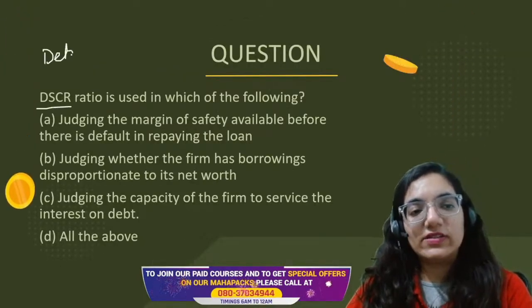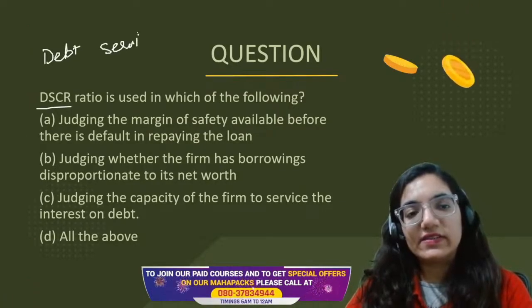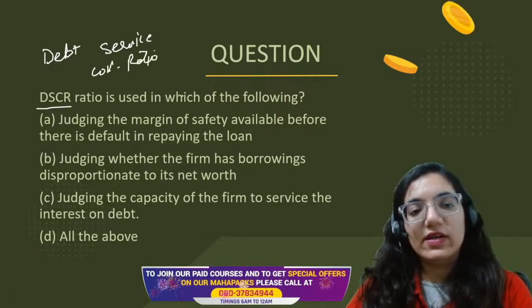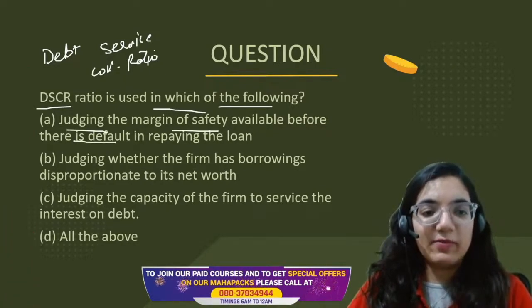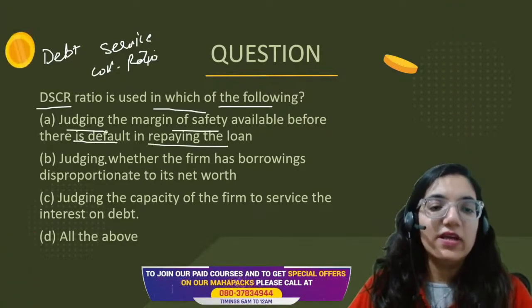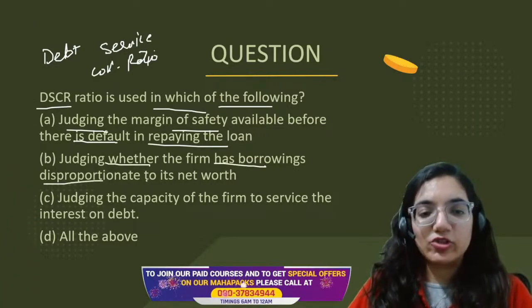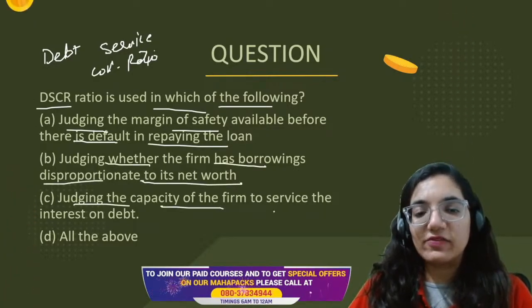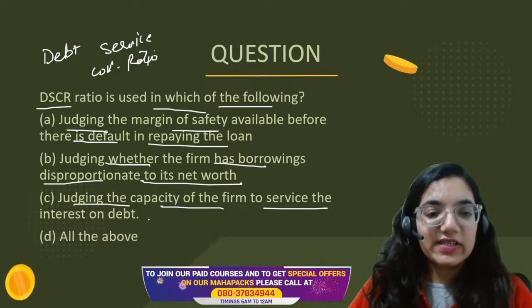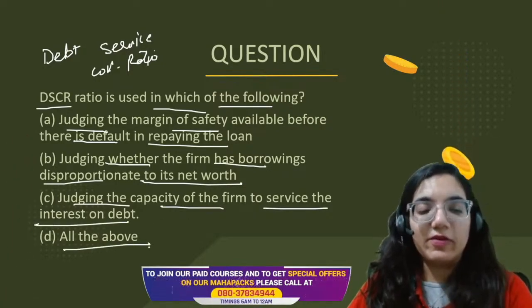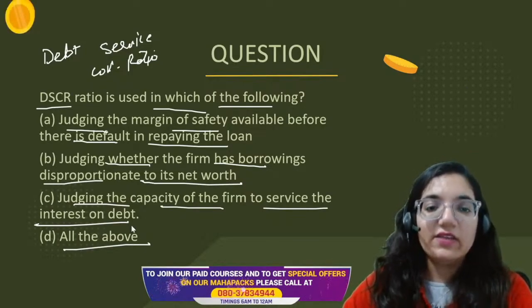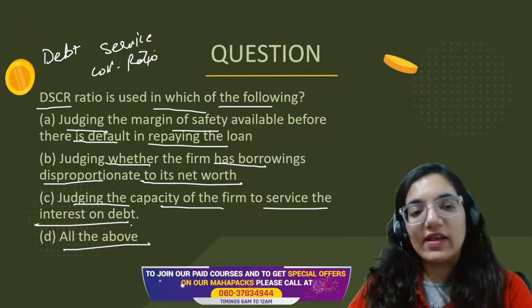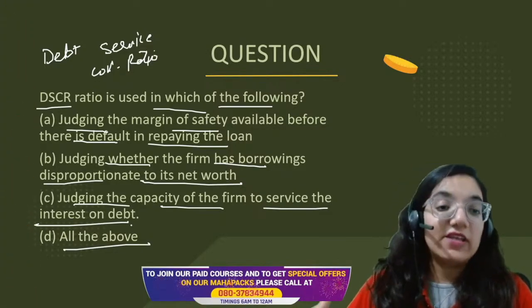DSCR, that is called debt service coverage ratio. Which of the following is it used in? Judging the margin of safety available, that is the default in repaying the loan. Judging whether the firm has borrowing disproportionate to its net worth. Judging the capacity of the firm to service the interest on debt, or all of the above. Debt service coverage ratio is basically covered under the solvency ratios. This particular ratio is a very judgmental ratio.